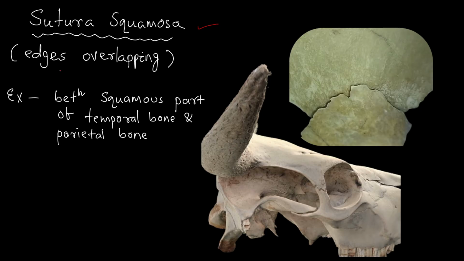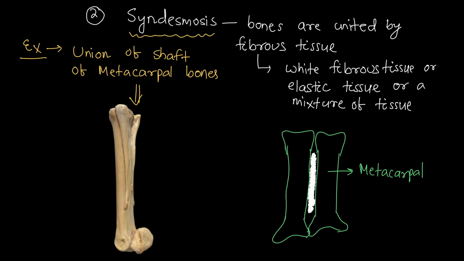Sutura squamosa. Here the edges overlap with each other. The typical example is between the squamous part of the temporal bone and the parietal bone. You can see in the skull, this is the squamous part of the temporal bone and this is the parietal bone. They overlap with each other. This bone is overlapping over this bone, so the edges are overlapping. This is called sutura squamosa.